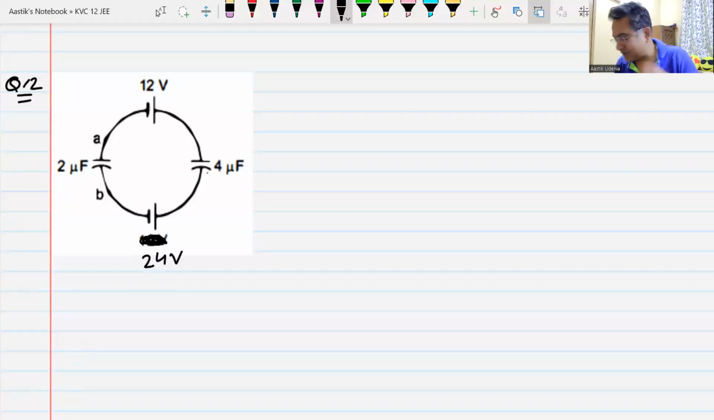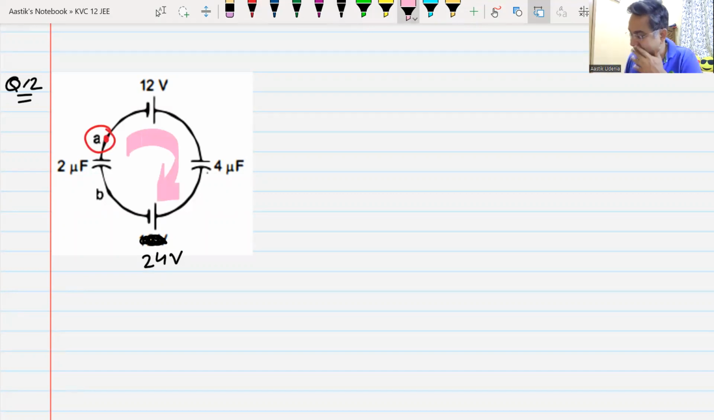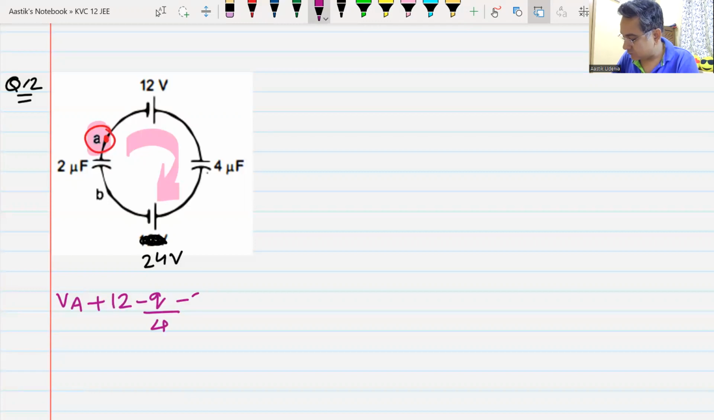Okay, so how are you supposed to do this? Same thing. They have made one point as A, so just for the change I will also take that point as A, and then I will move in the loop from this point A and come back to the same point A. So now, can anyone tell me the equation? VA plus 12 minus q by 4 minus q by 4 minus 24 minus q by 2 is equal to VA.